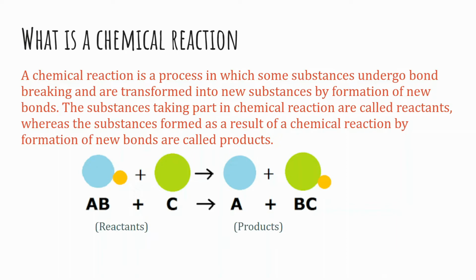You can see there are some alphabets written like A, B, C and then A and BC. Now what exactly does this mean? You can see an AB, right? Now what is that AB called? That AB is called a molecule.